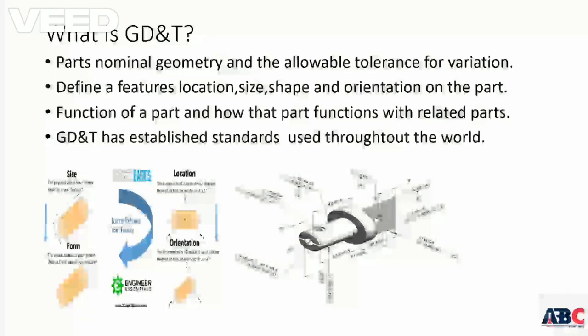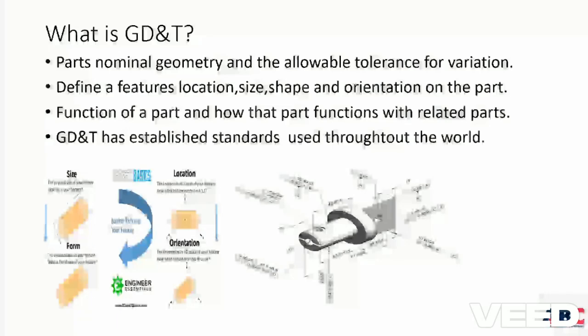If you don't use GD&T, a part will be dimensioned only based on its own features, like a component having a hole, only that hole will be there. But when we use GD&T, it considers where this part is going to assemble or what the function of this part is, and accordingly the tolerances required are taken into account and applied. So GD&T has an established standard which is used throughout the world, so everyone can follow it very easily.